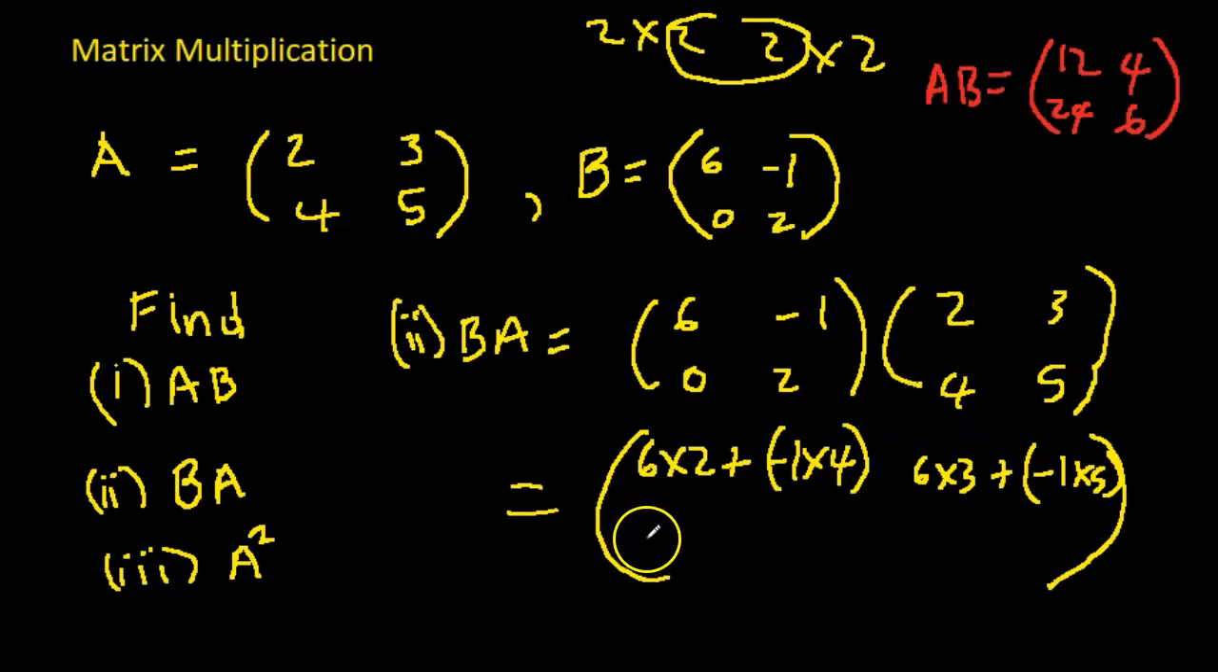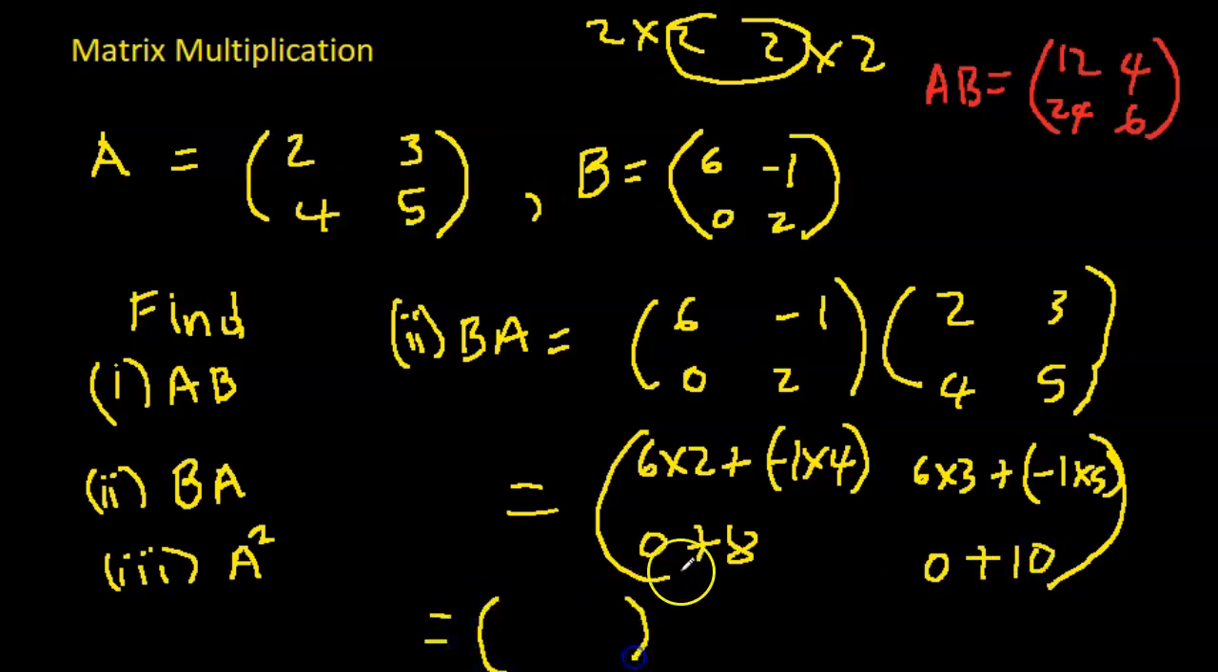So 0 times 2, which is 0, and 2 times 4, which is 8. So 0 plus 8. And then you're applying 0, 2 now to 3, 5. So 0 times 3, that's 0. And then 2 times 5, that's 10. So our matrix, of course we expect a 2 by 2 matrix. Here is 8. This one is 10.